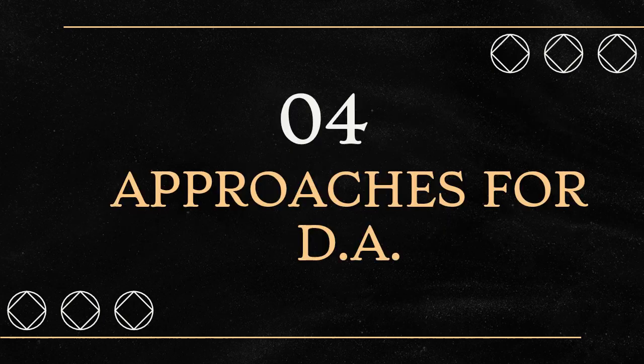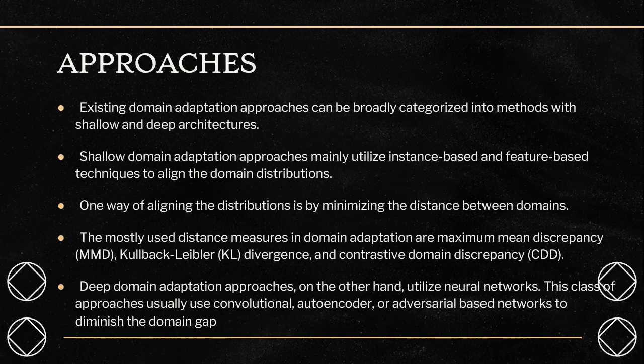Now what are the approaches to solve or implement domain adaptation? First, there are two types of adaptation techniques. The first is shallow methods, and the second is deep methods. If you are using a neural network or deep learning, that can be categorized into deep architectures, or if you are simply following any optimization method, that is called a shallow method.